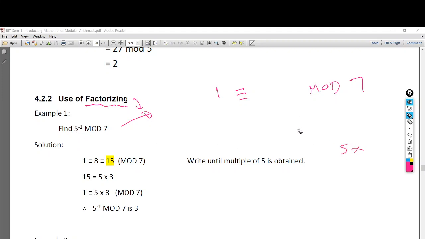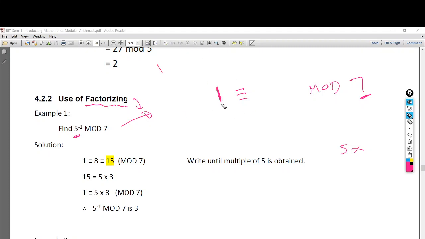I get 1. Sorry, I made a mistake. So we start with 1 mod 7, but obviously what we need is something like 5. So what we want to do is find the congruents of 1 in mod 7. Just listen carefully. What are the congruents of 1 in mod 7? Of course 1 is not going to work, because 1 cannot be factorized to get 5. Ultimately we want to get 5, so from 1 I can't get 5.